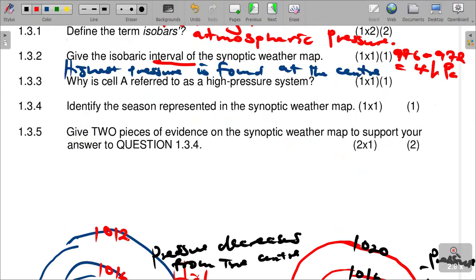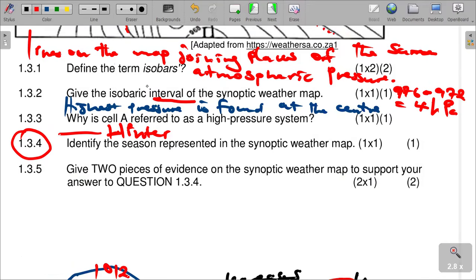So what is the season which is given here? The season that we need to know is, what? The season which we are referring to is winter. It's winter because of the presence of the cold front. The question is given below: give two evidence on the map that can also support our answer.